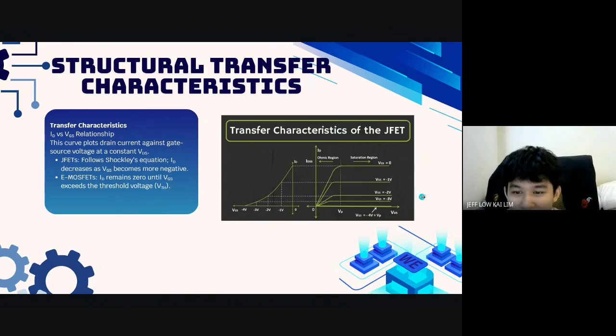Next. Now let's look at the characteristic curves. The transfer characteristic curve plots drain current against gate-source voltage. As you can see on the graph for a JFET, as the gate voltage becomes more negative, the ID drops steadily until it reaches cutoff.